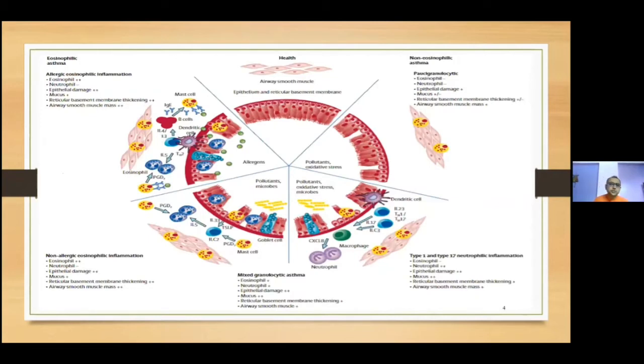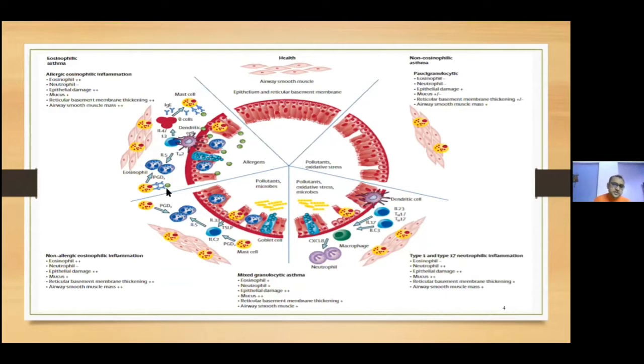So now coming to this diagram that shows different phenotypes. This is normal health. We can find that the airway smooth muscles, epithelium and reticular basement membrane are normal. But if we go by different types of asthma, there is eosinophilic asthma, where there is allergic eosinophilic inflammation. That means there are higher eosinophil levels, which cause some epithelial damage. Mucus secretion is there, reticular basement membrane thickening is there, and airway smooth muscle mass is increased.